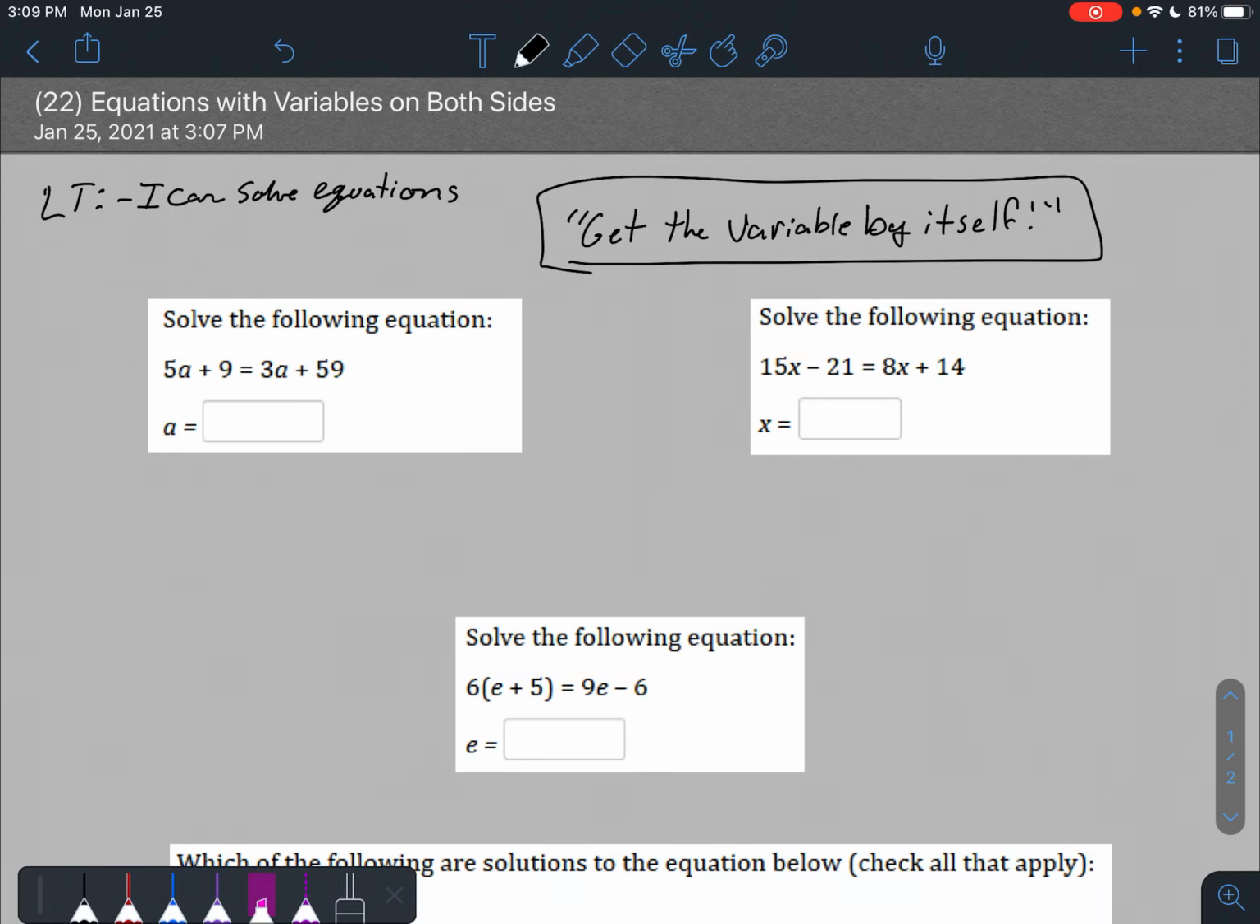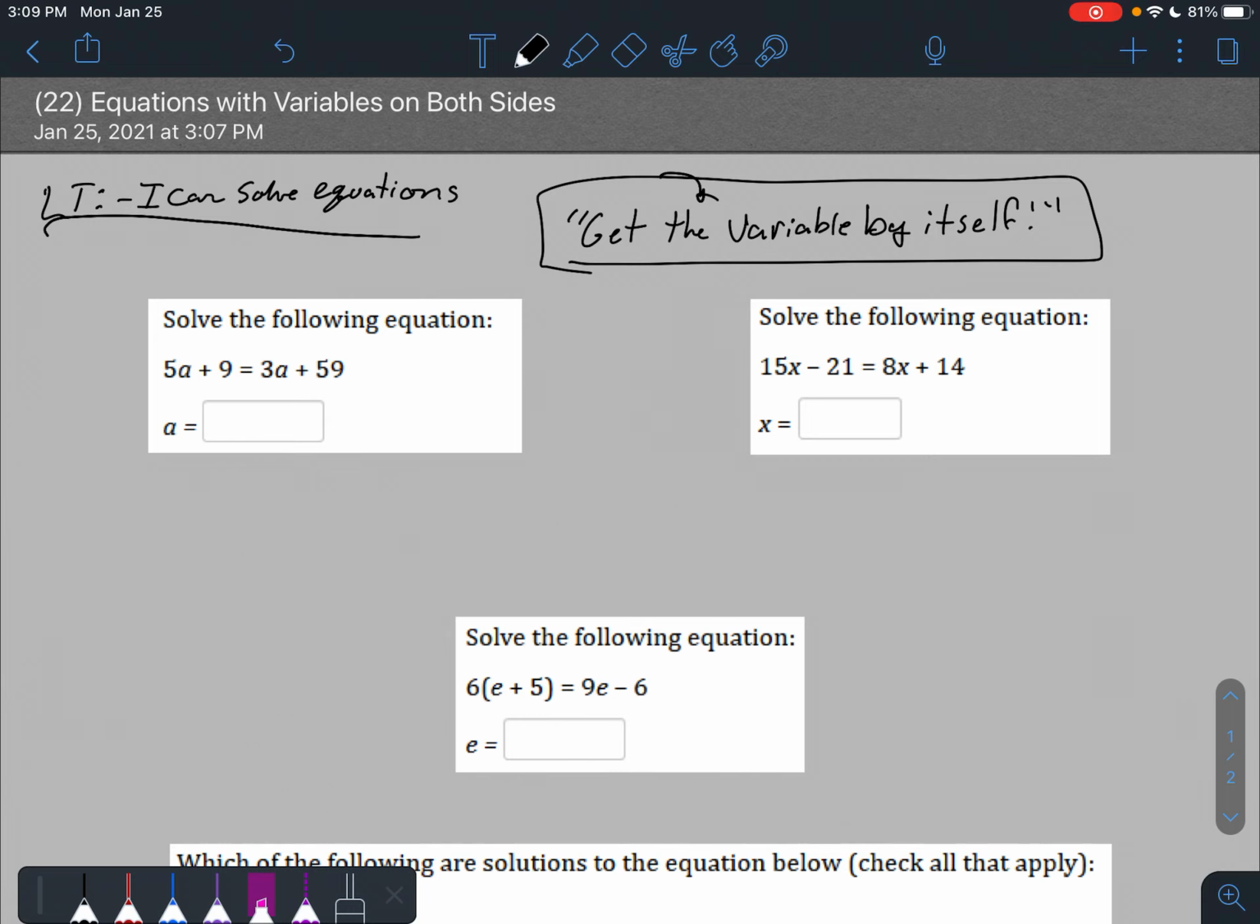Here we are, and welcome to lesson 22, talking about equations with variables on both sides, all in the name of I can solve equations. We're trying to get the variable by itself. The name of the game is isolate the variable, or get the variable by itself. So what we're going to do is use everything we've learned up to this point to get that variable by itself. So now, the extension on this one is variables are going to be on both sides.